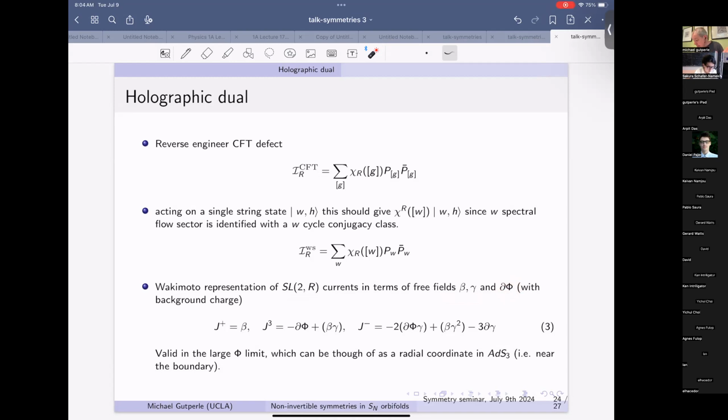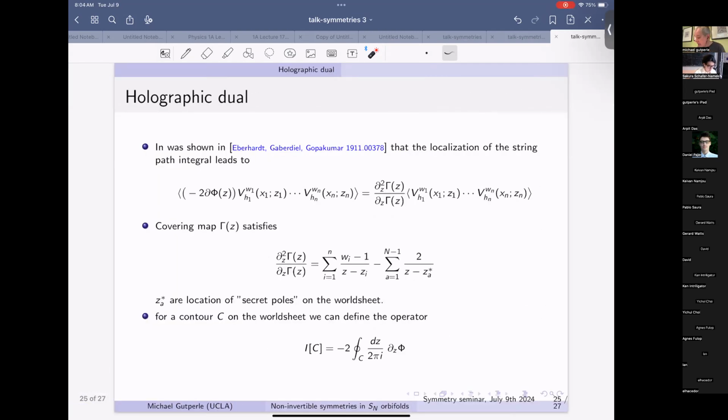This is valid at the boundary, but remember that the string path integral localizes to the boundary. One thing that was shown in these papers by Eberhardt, Gaberdiel, and Gopakumar is that string amplitudes, if I insert this field phi, localize and can be exactly evaluated in terms of this covering map. In general, if I have n points with ramification wi, the Hurwitz formula tells us that this is given by simple poles and then additional secret poles on the worldsheet, which are necessary for this covering map to exist as a 2-sphere to 2-sphere map.